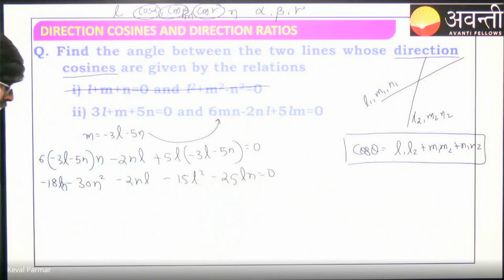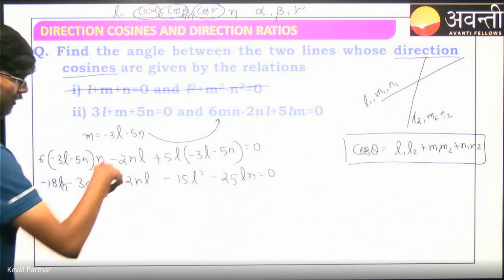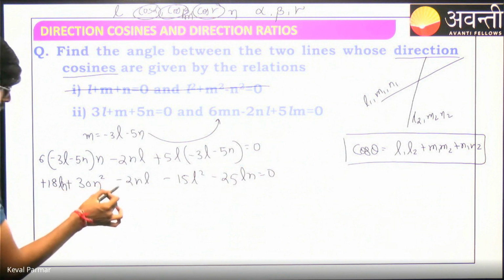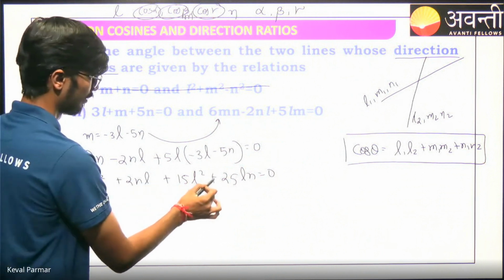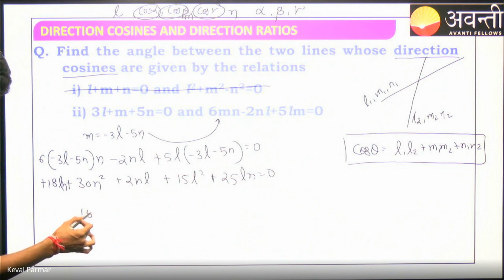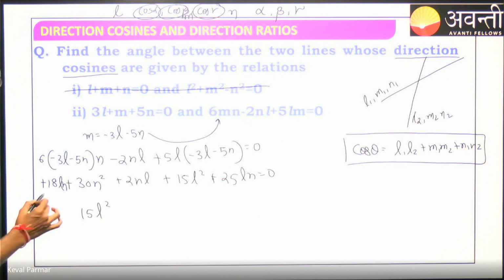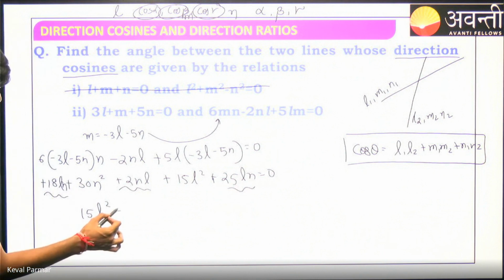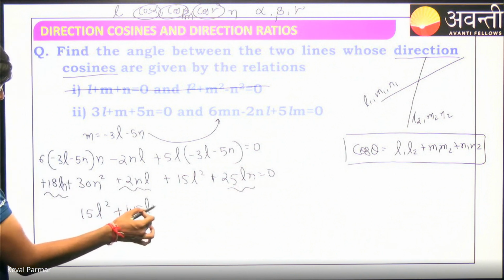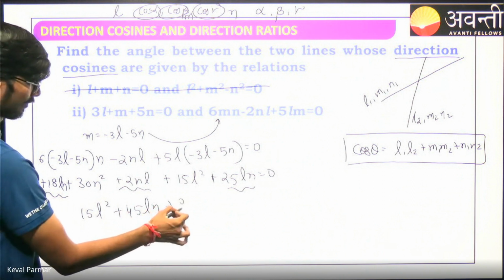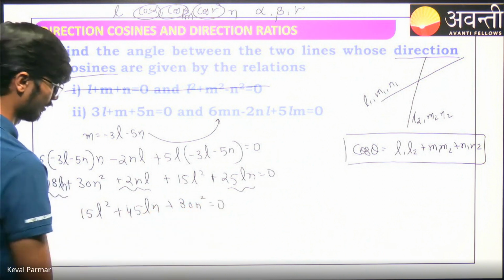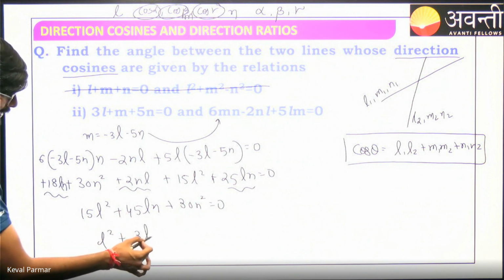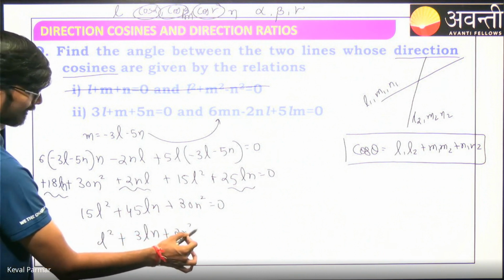Let us group the terms. All of them have a negative sign, so all of them will be shifted to the right hand side and all of them will become positive. So first let me write 15 L square. Then I can add these three terms, what I'll get? 45 ln. And lastly I can write plus 30 n square equals 0. So I can divide by 15. So L square plus 3 ln plus 2n square equals 0.